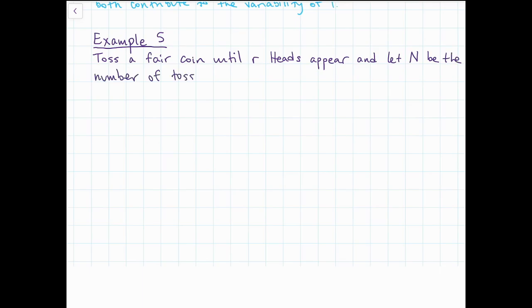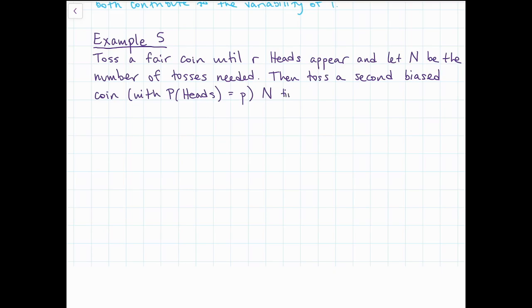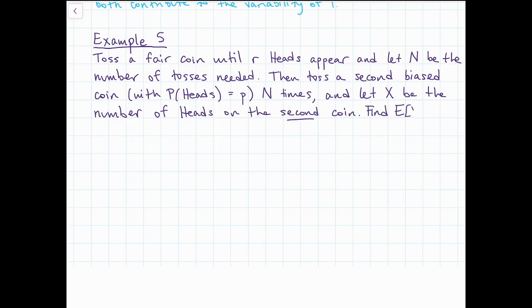Let's look at an example. Imagine we're going to toss a fair coin until r heads appears, and we'll let N be the random variable that represents the number of tosses required. Then we're going to take a second coin that's biased with probability of heads equal to p and toss it capital N times, so whatever that was. And we'll let X be the number of heads that we get on that second coin. And I want to find the mean and variance of X.